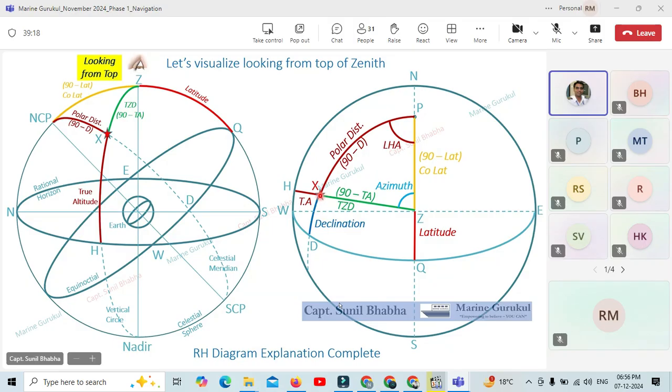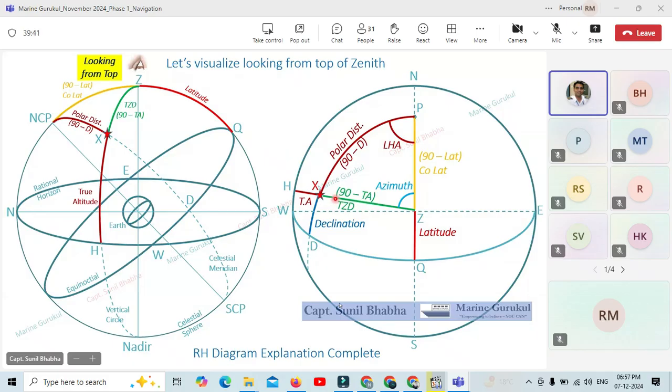The third angle in the triangle, that is angle X, is the angle at the celestial body between the celestial meridian passing through the body and the vertical circle. This angle is usually not required in the PZX triangle solution, and we do not usually need to calculate it.